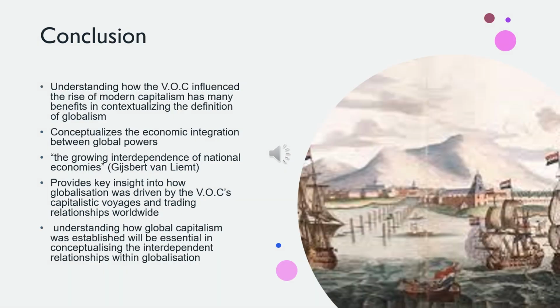In conclusion, understanding how the VOC influenced the rise of modern capitalism has many benefits in contextualizing the definition of globalism. It helps to conceptualize the economic integration between global powers, and it provides key insights into how globalization was driven directly by the VOC's capitalistic voyages and trading relationships worldwide. Ultimately, it will help us to understand how global capitalism was established, and it will be essential in conceptualizing the interdependent relationships within globalization.